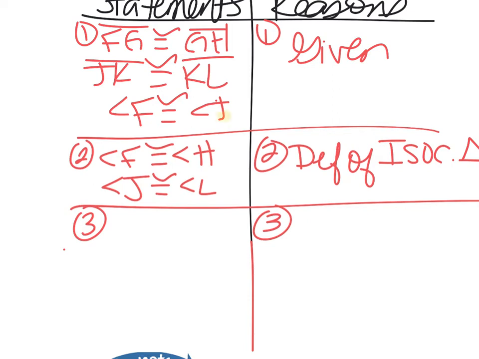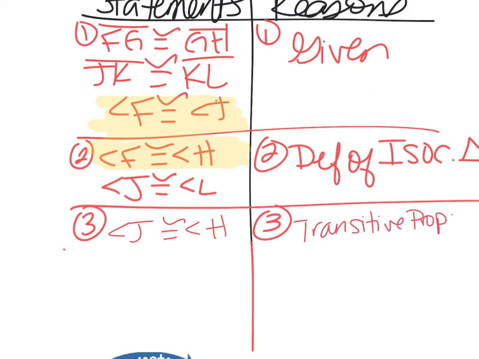So the first time, you're going to use these two lines right here. What does that tell you? If F is congruent to J and F is congruent to H, well then, actually let's use blue. Angle J must be congruent to angle H. And that's just the transitive property of congruence.